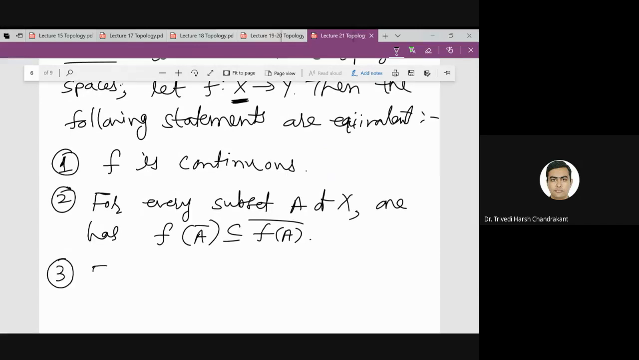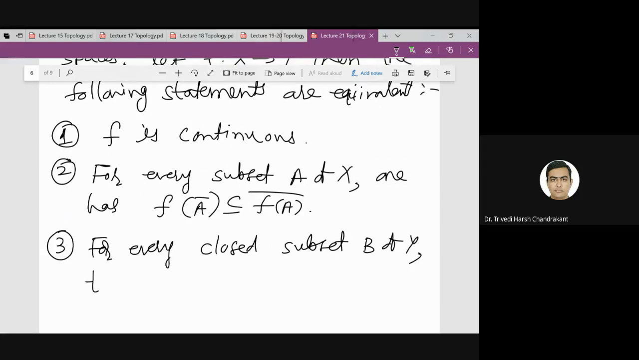The third condition is that for every closed subset B of Y, the set f inverse B is closed in X.